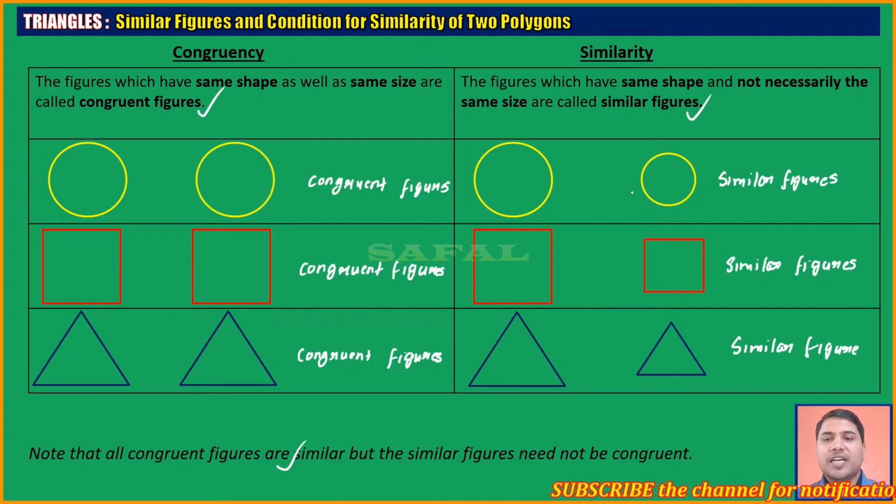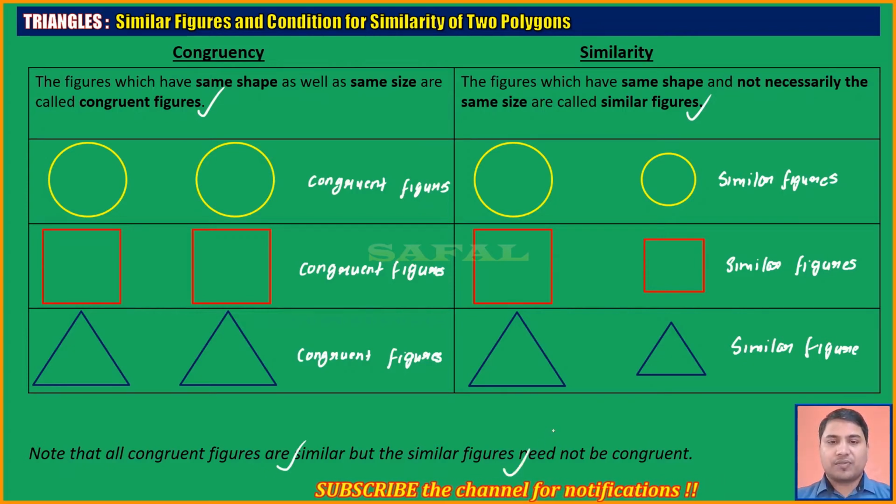On the right hand side I can see that if I try to superimpose this circle on this, I won't be able to superimpose. That means all similar figures need not be congruent. So this is a very important point you can keep in mind. Congruent figures are similar but similar figures need not be congruent.